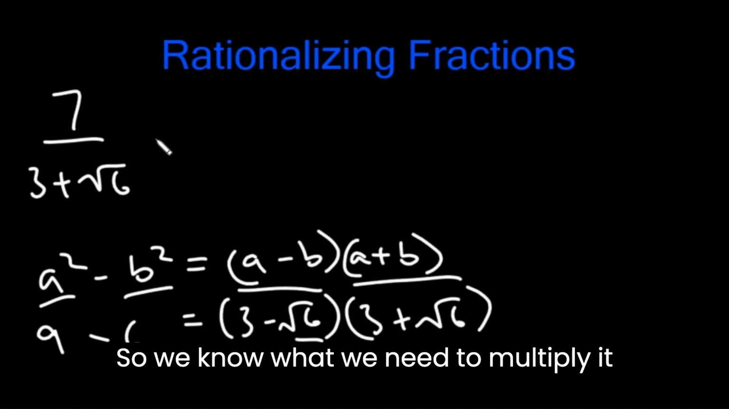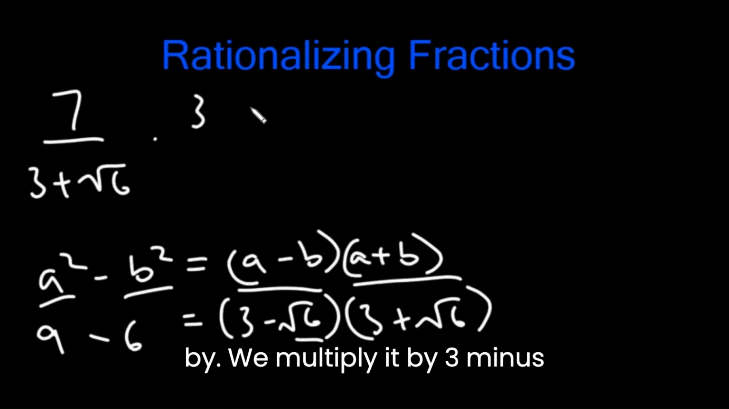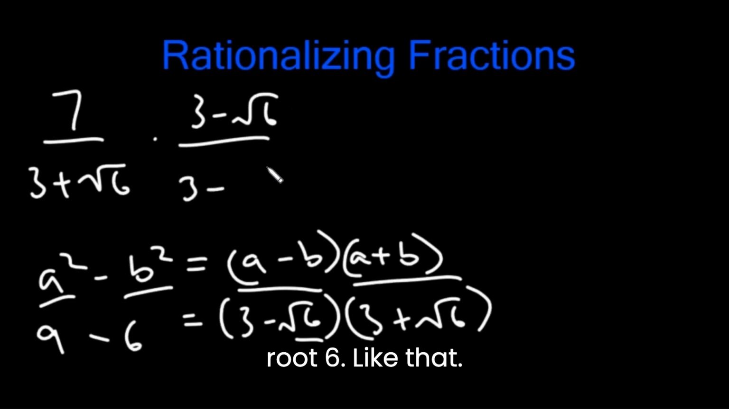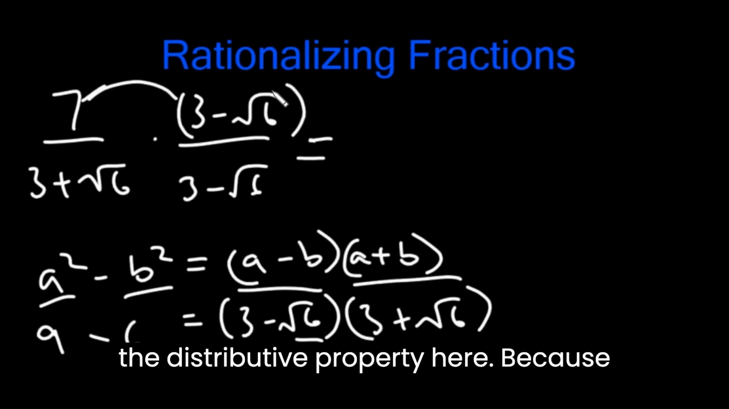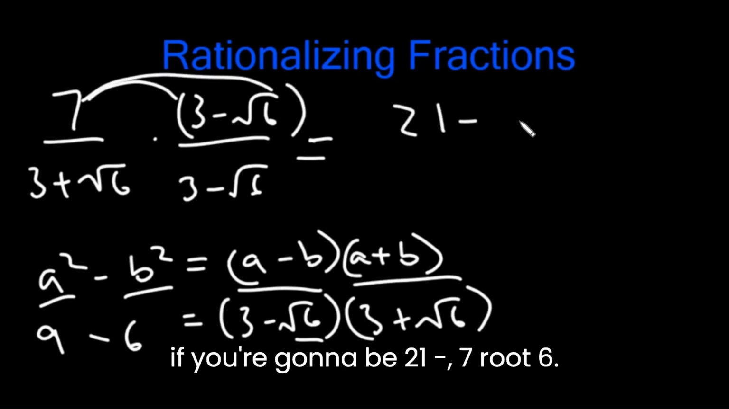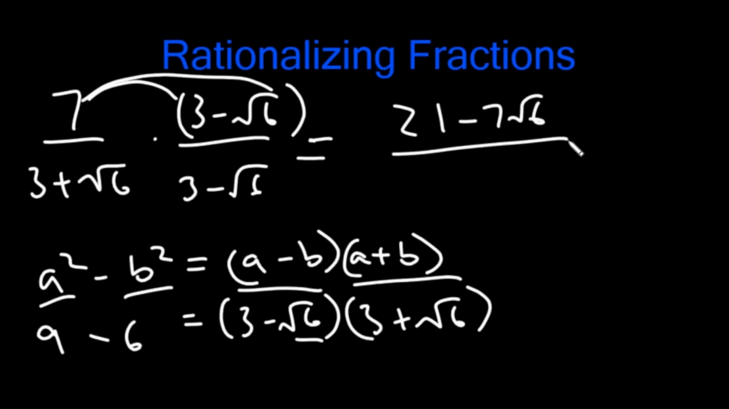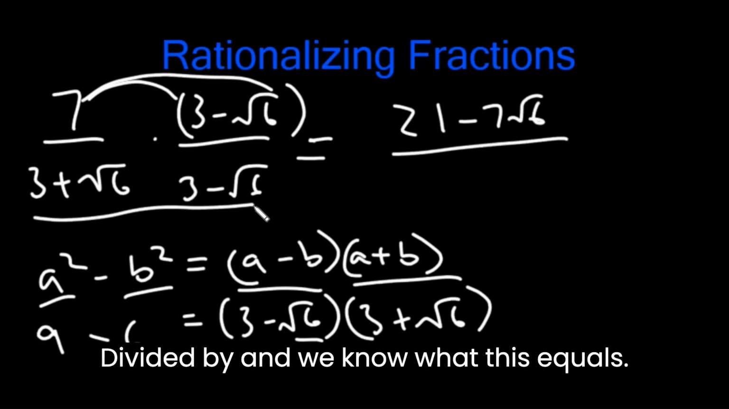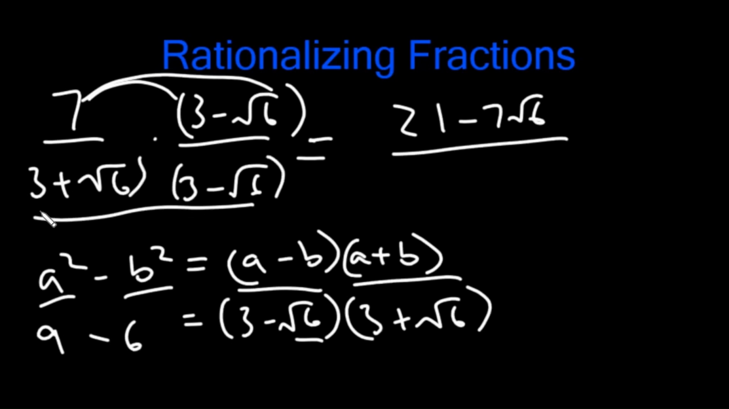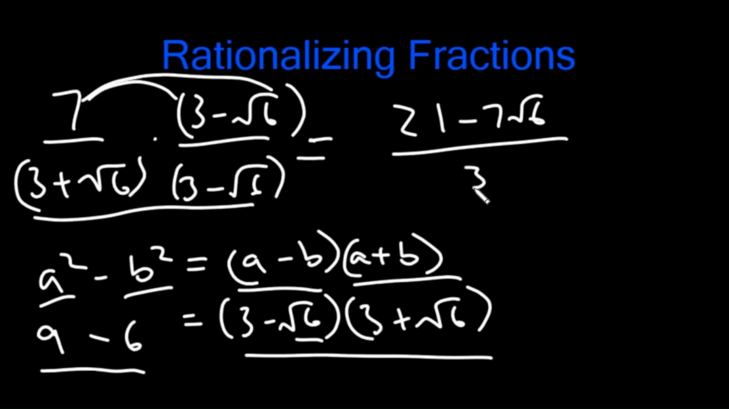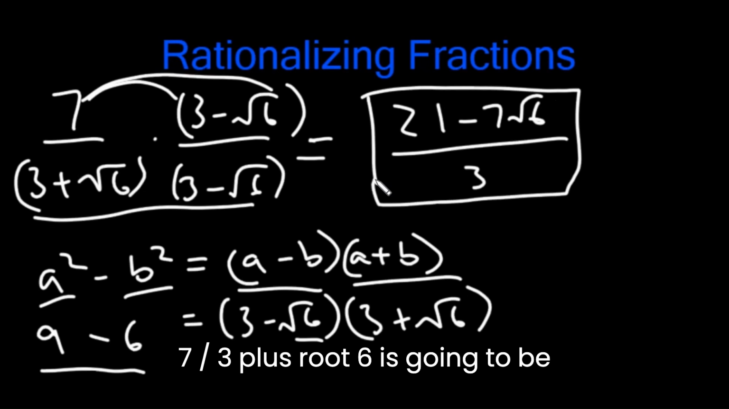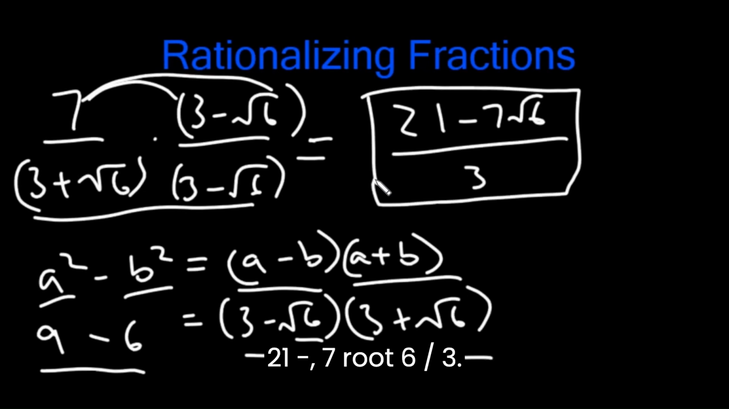So we know what we need to multiply it by. We multiply it by 3 minus root 6. Like that. So we can use the distributive property here. So this is going to be 21 minus 7 root 6 divided by, and we know what this equals since we did it right here. It's 9 minus 6. 9 minus 6 is 3. So this is our final answer. 7 divided by 3 plus root 6 is going to be 21 minus 7 root 6 divided by 3.